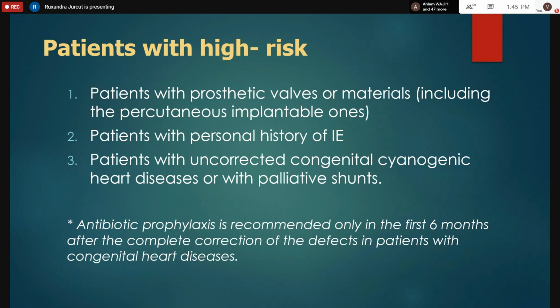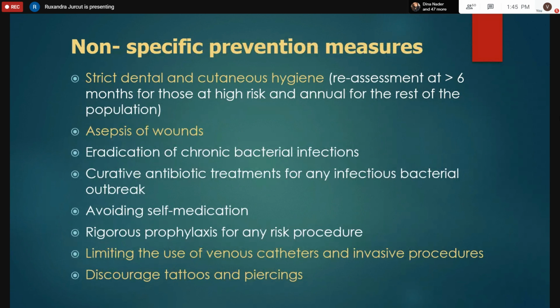Who are these patients? The patients who are at high risk to get endocarditis are the patients with a prosthetic valve, implanted percutaneously or surgically. The patients who already had endocarditis once or more times are at very high risk to have it again. And also the third category is the patients with congenital heart disease of a cyanogenic type, you will learn about this, which is uncorrected or has a palliative shunt. So these are the 3 categories of patients needing endocarditis prophylaxis.